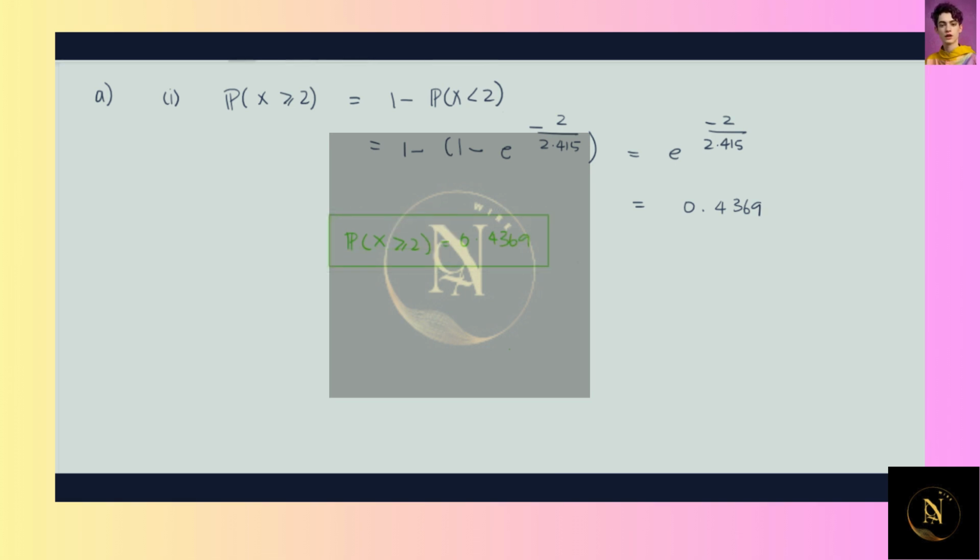Now the second subdivision asks us to find the probability that the rainfall is at most 3 hours. At most 3 hours can be written as x less than or equal to 3. So again this can be obtained from the CDF: 1 minus e power minus 3 over 2.415. So this is actually 1 minus 0.2887, so this is 0.7113.